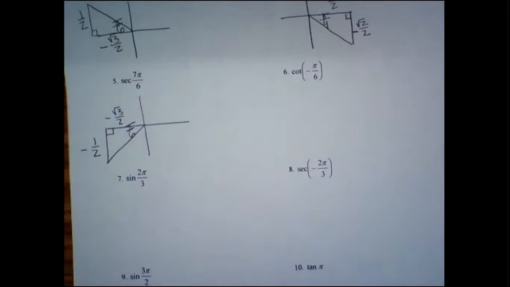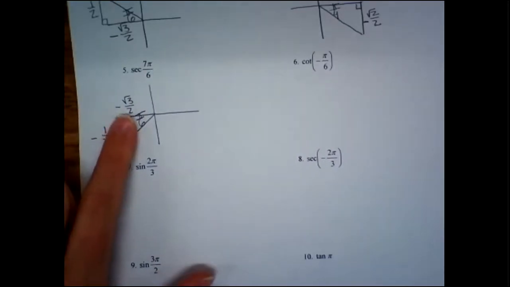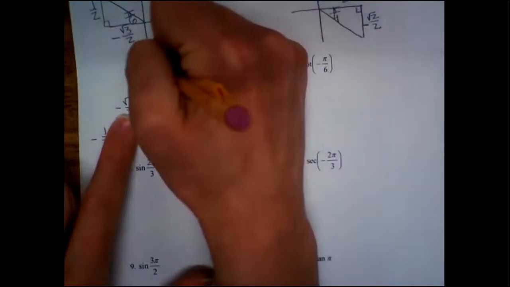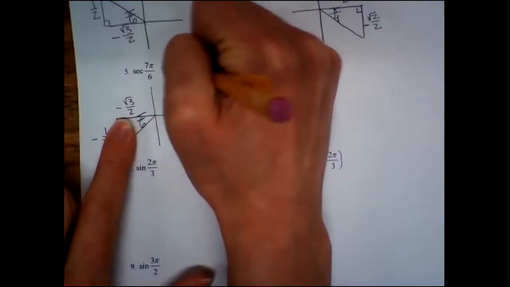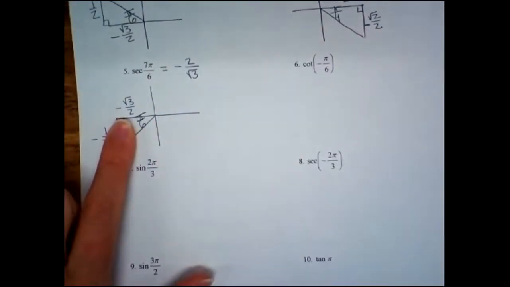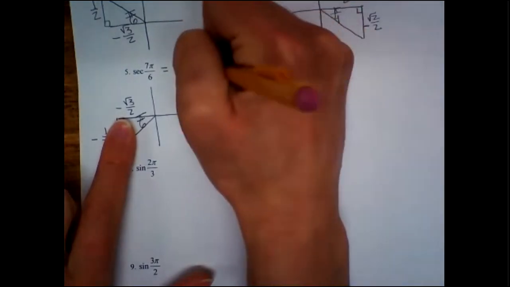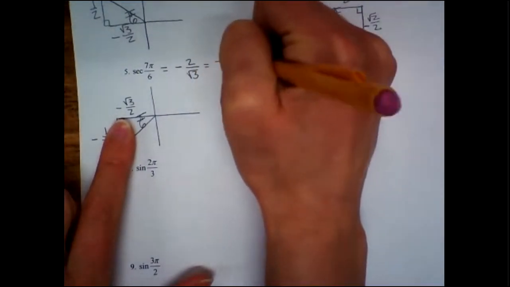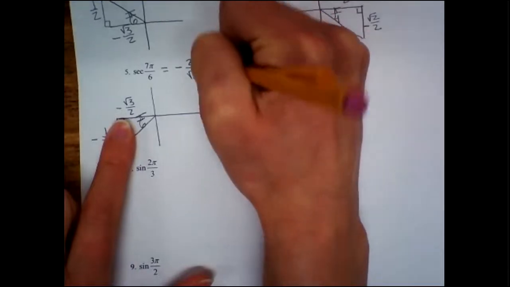It's secant. Secant means we're going to flip the x value. So we're going to flip this one right here. That would be -2 over square root of 3, and then just rationalize that. So -2 square root of 3 over 3.